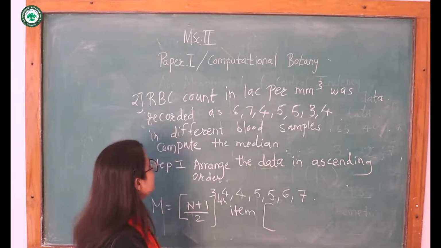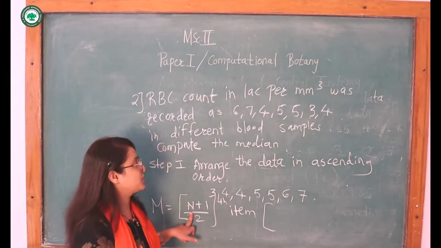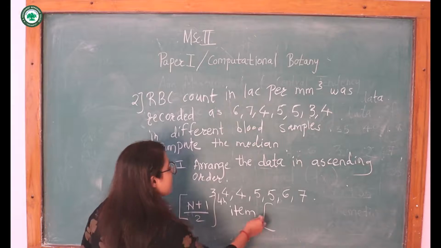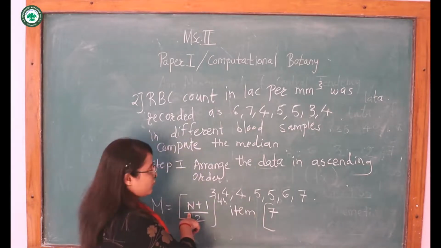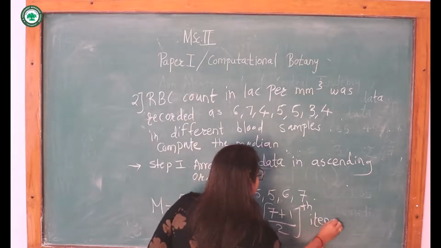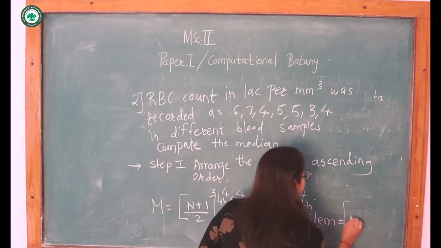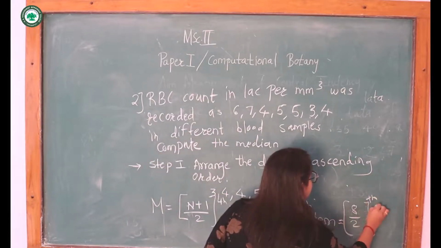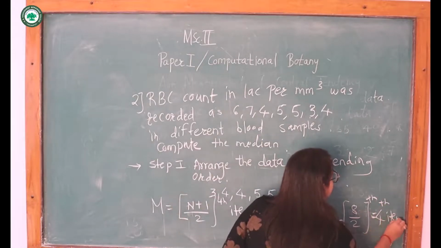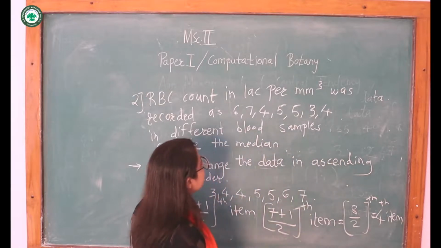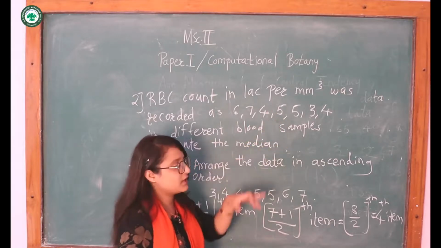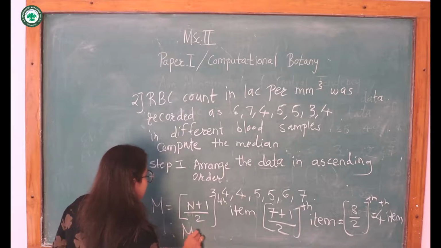Now you have to count n, the number of observations in the data. 1, 2, 3, 4, 5, 6, 7 numbers are there. So n is 7, and the number of observations plus 1, upon 2, is equal to 8 upon 2, which is equal to 4. So the fourth item. In the given example, the fourth item is 5: 1, 2, 3, 4. So 5 will be your median. Therefore, median is equal to 5.